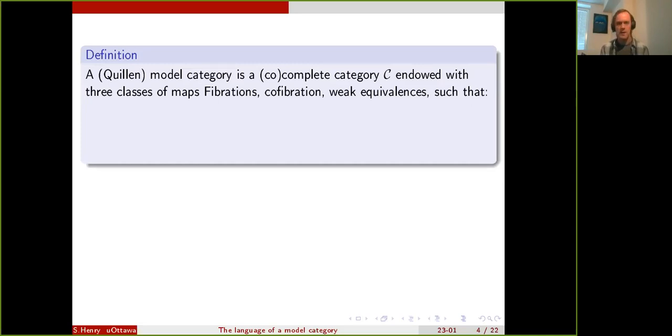Okay, so a model category is a category that has all limits and all colimits, and which has three classes of maps that are called fibration, cofibration, and weak equivalence. So the very short definition just says that weak equivalences satisfy the 2 out of 3 property. If you have two arrows and their composite, and two of them are equivalences, then the third one is a weak equivalence as well.